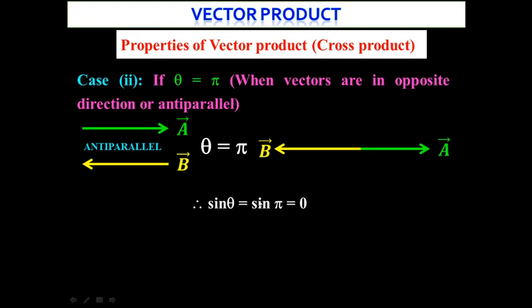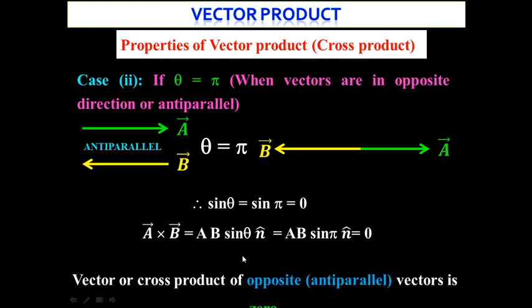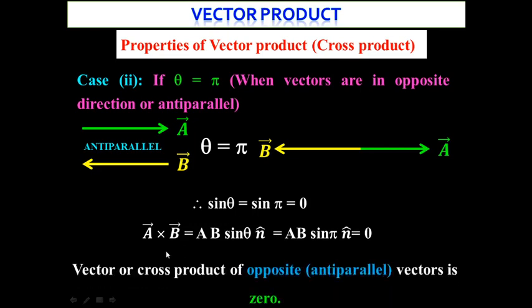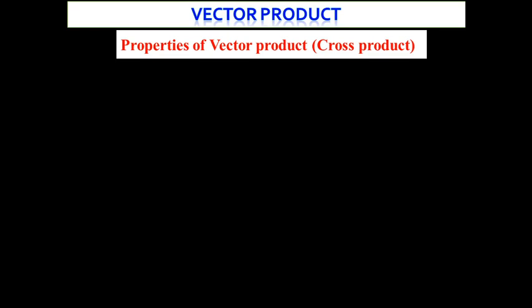Sine 180 is 0. So according to the formula of vector product, A cross B is equal to AB sine theta n cap. Here sine pi is 0, so again the right hand side of this formula is 0. So A cross B is 0. It means that the cross product of opposite or anti-parallel vectors is also 0. So when vectors are parallel or anti-parallel, that is, when vectors are collinear, their cross product is 0.